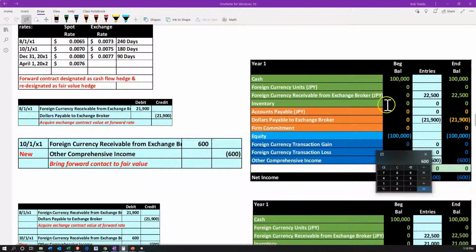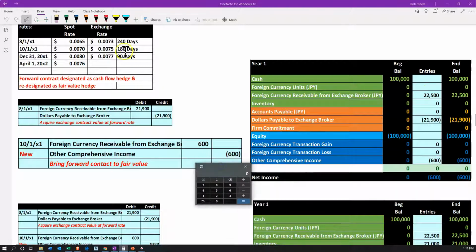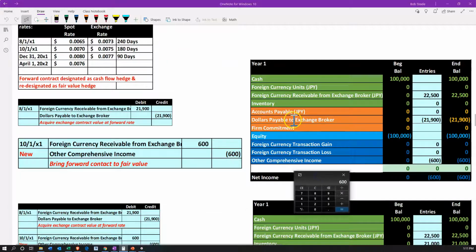Now, if we were to calculate that 22.5, remember that's calculated as the 3 million times the 0.0075. That's going to give us our 22.5, and that 600 can also be calculated by taking the difference between the rates, 0.0075 minus 0.0073, times the 3 million. That'll also give you that $600.